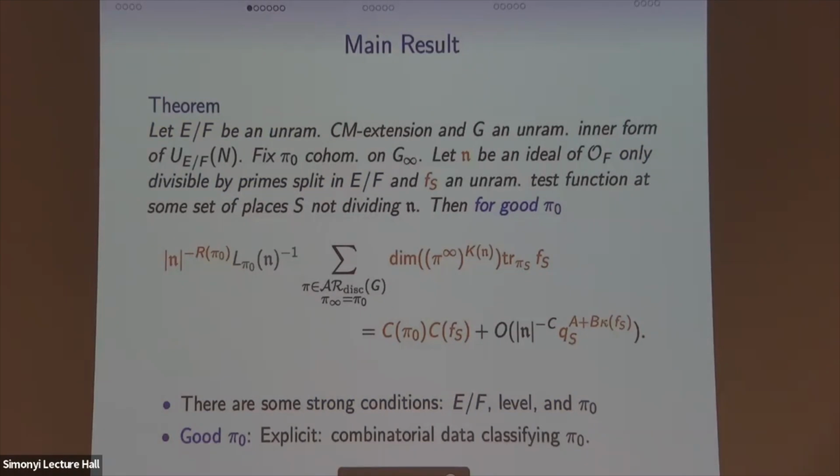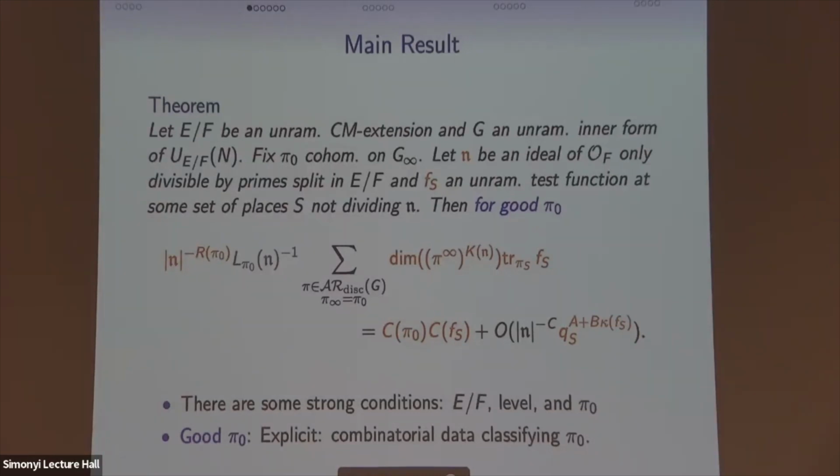And what is this class of good pi 0? Well, it's explicitly described. There's a combinatorial classification of these cohomological automorphic representations of unitary groups. So you can feed in the parameter that determines some pi 0 according to this classification, and you can read off whether it's good or not. Pi 0 need not be tempered, right? Pi 0 need not be tempered. Yeah, that's sort of the whole point. If pi 0 were tempered, then it's discrete series, and we already know a lot more.